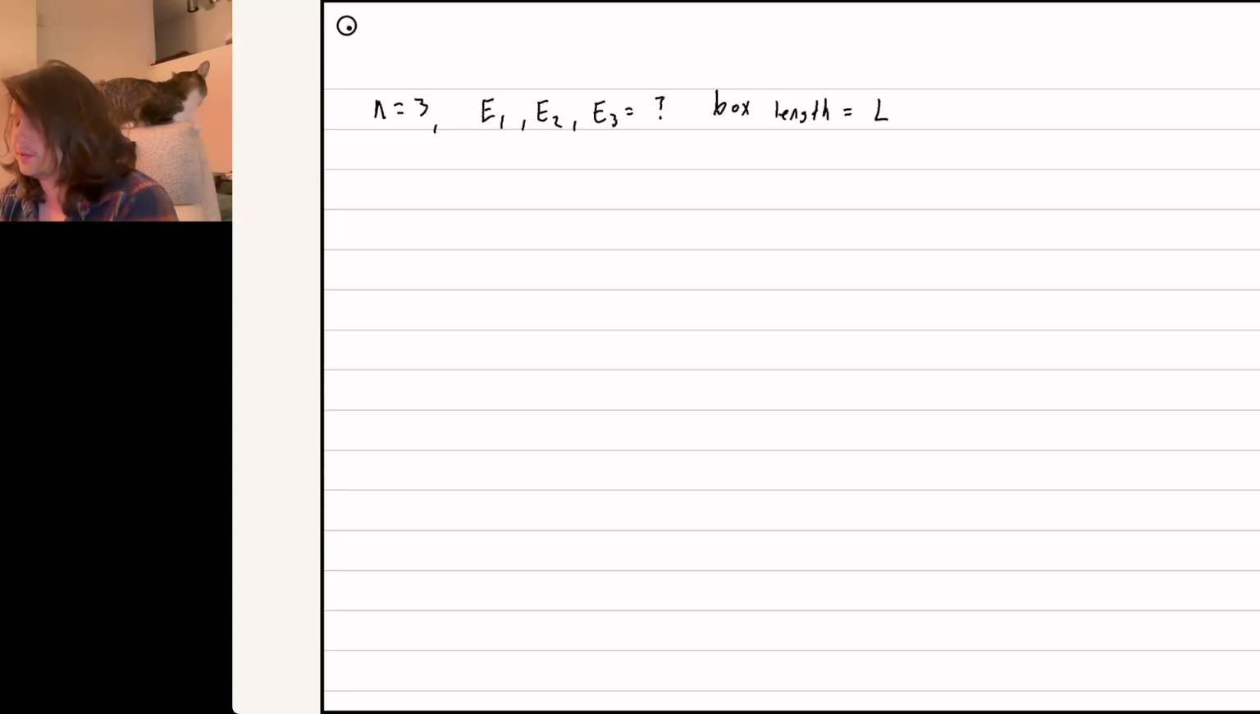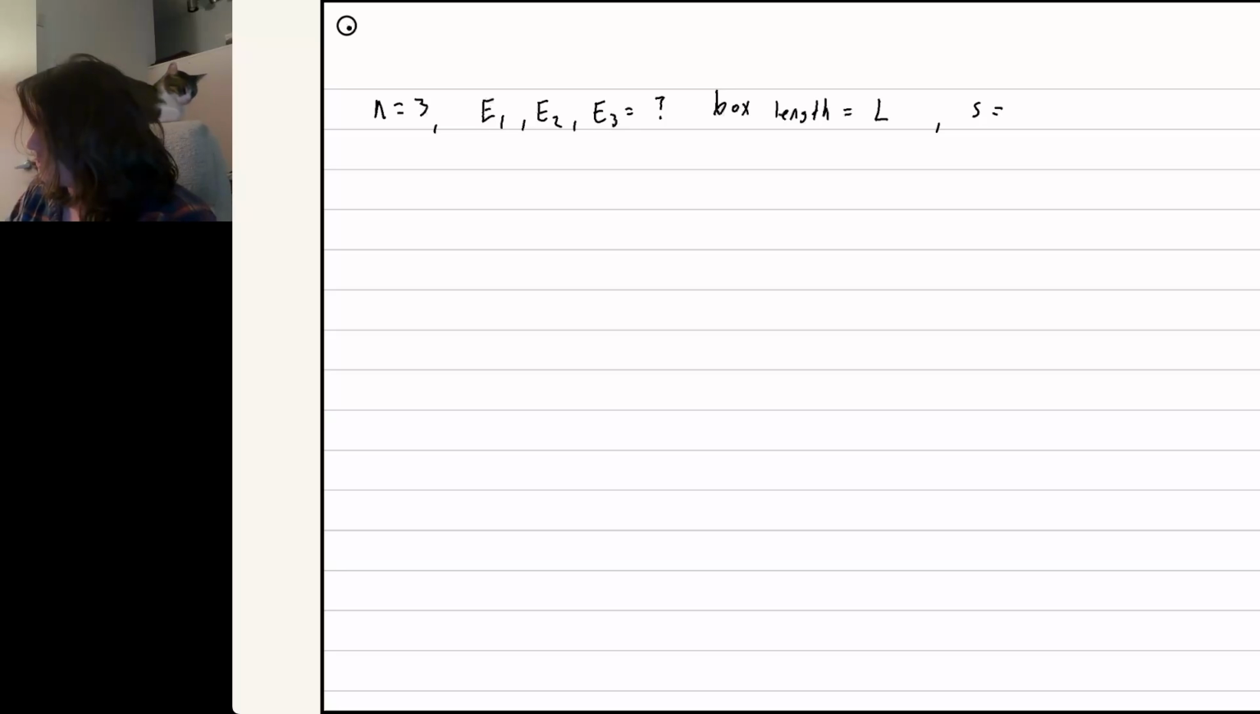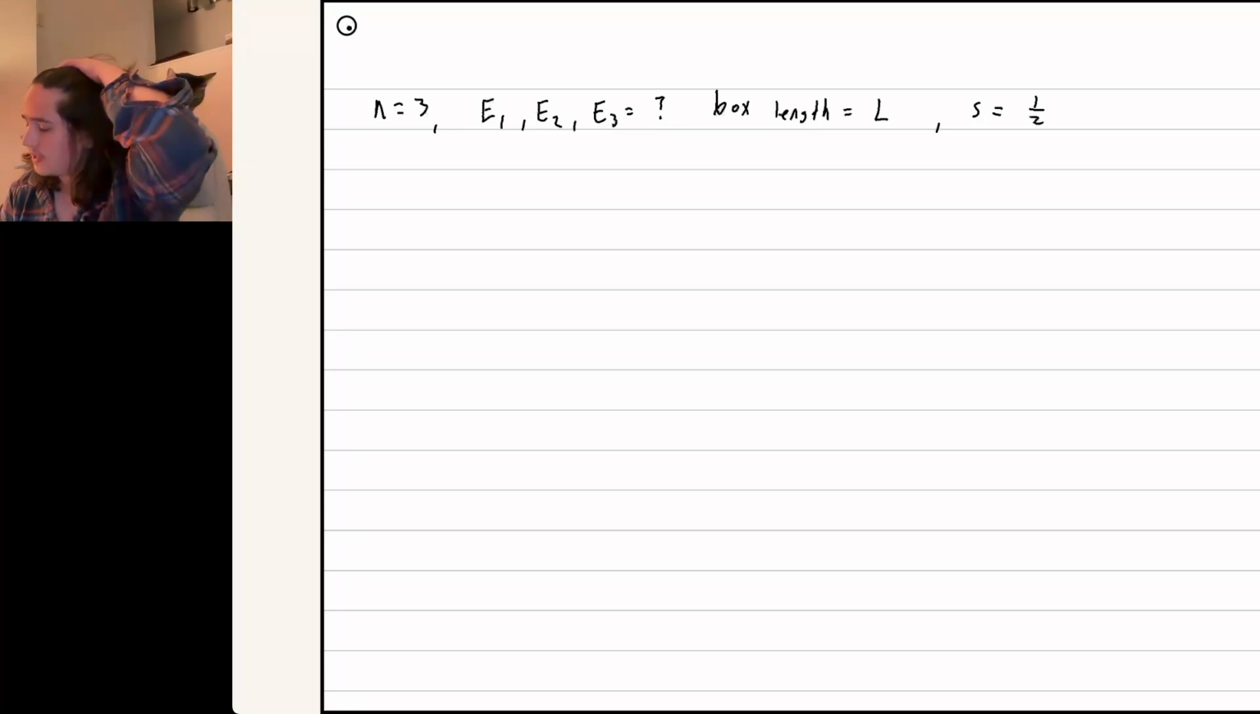All right, silly people, here's the situation. We have three spin one half particles in a box of side length L, which is pretty much a three-dimensional infinite square well. We're meant to find the energies of the ground state, the first excited state, and the second excited state for these three particles, and the degeneracies associated with these energy levels. So let's get into it.